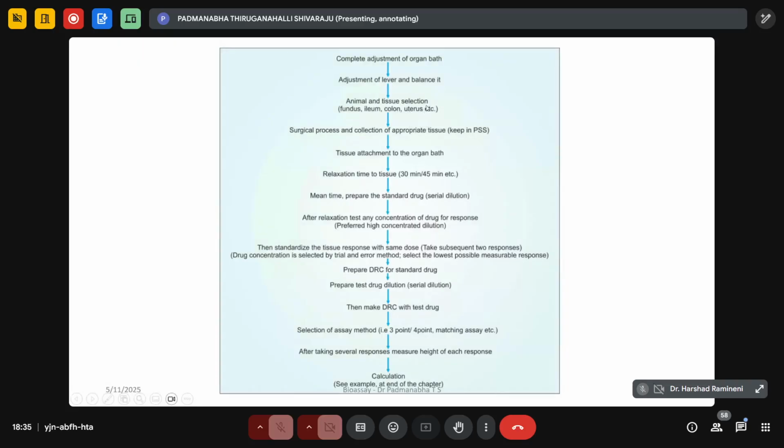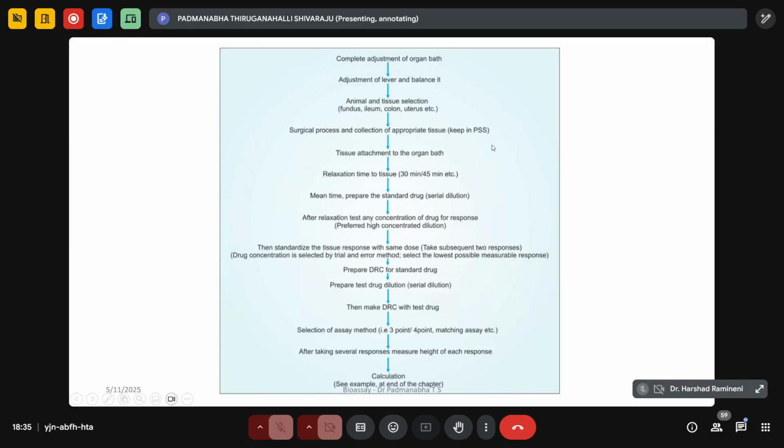Then the animal and tissue selection: you need to check which tissue has to be selected when you are testing an unknown compound. Once you have decided on the tissue, you need to go for a surgical procedure to collect it, abiding by the ethics committee regulations and national guidelines, which have to be kept in place before conducting any surgical procedures and animal experiments. Then collect the appropriate tissue and keep it in the physiological salt solution.